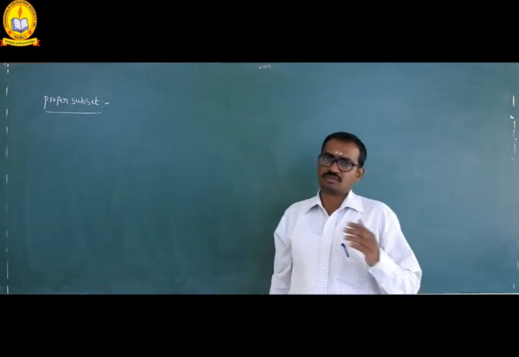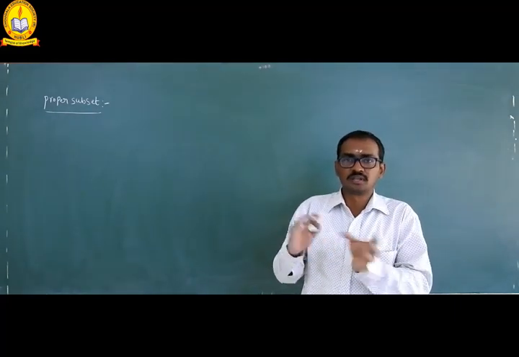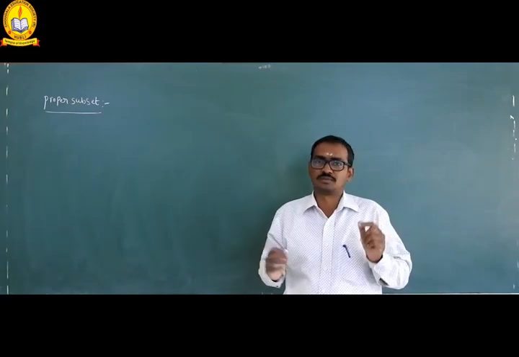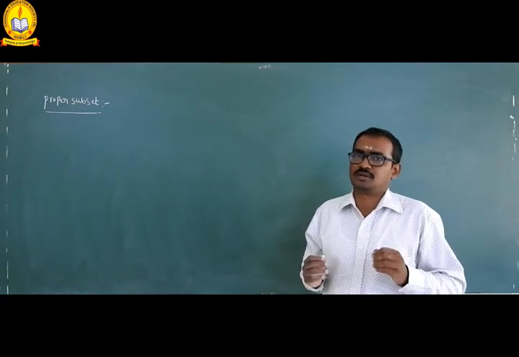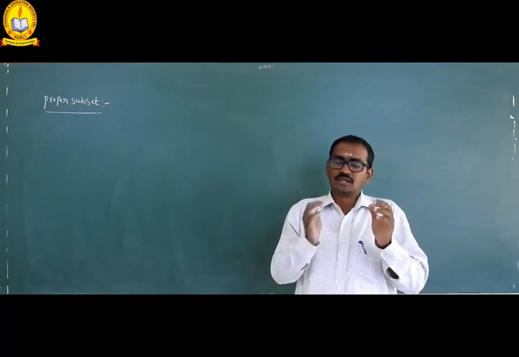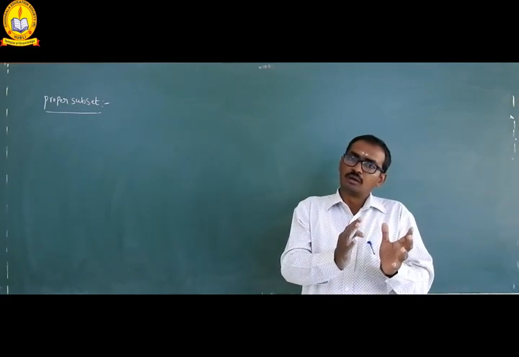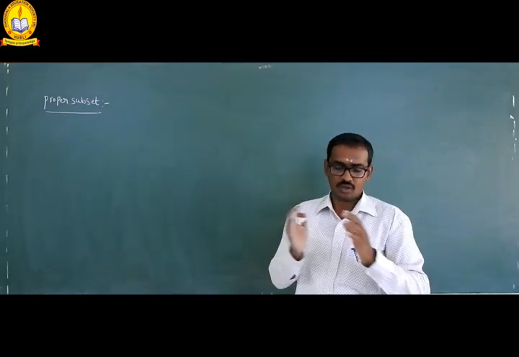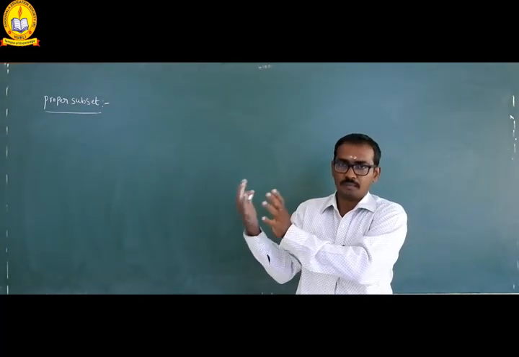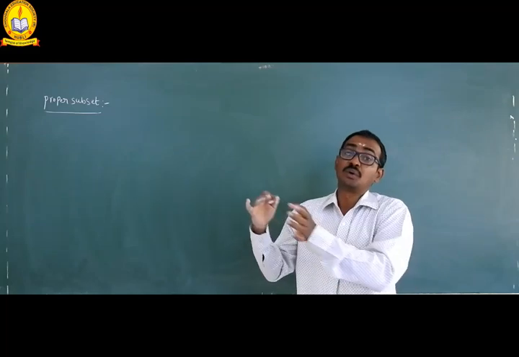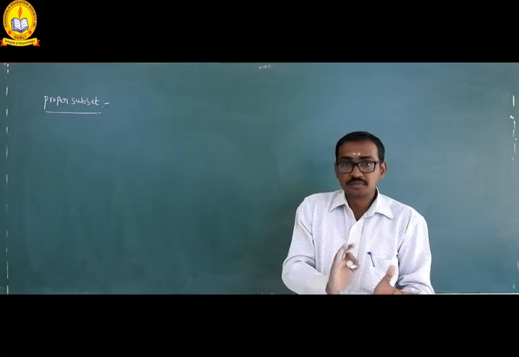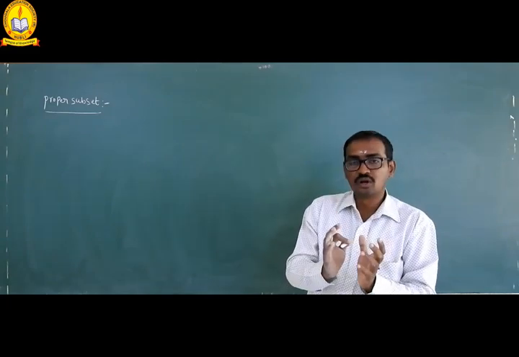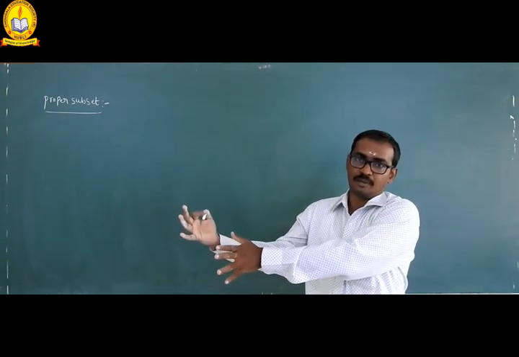You know the definition of the subset. Set A is called a subset of set B if every element of set A lies in set B. Then what is a proper subset? A set A is called a proper subset of set B if A is a subset of B and A is not equal to B.